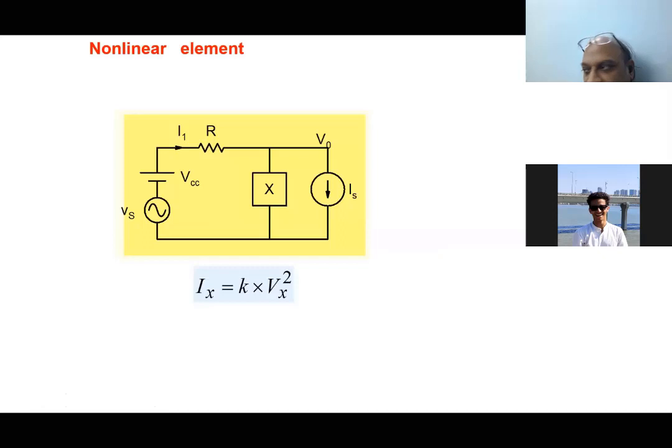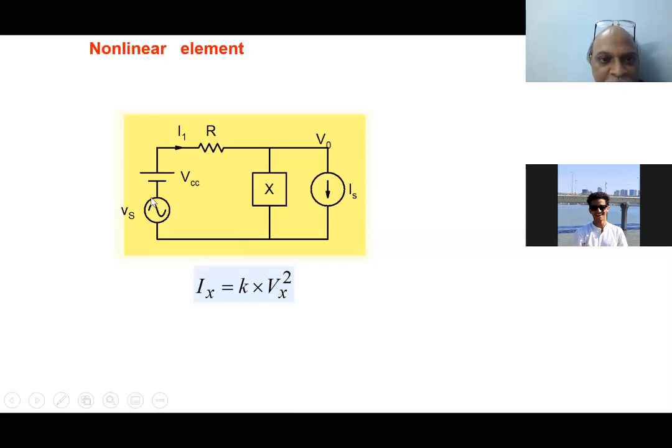Let's take a more interesting case of a nonlinear element. Okay, so here is the circuit. This is the incremental change that we have introduced into the circuit. And as I said, many times the change may be a sinusoidal signal, so that's why we are also calling it AC analysis in place of incremental analysis. All right, so this is a circuit, and let's say there's a nonlinear element here whose current-voltage relationship is given as Ix equal to K Vx squared.